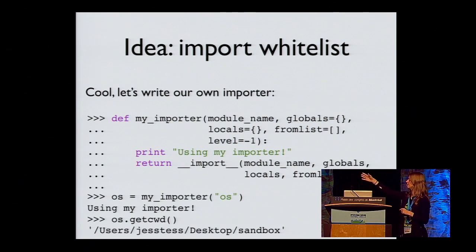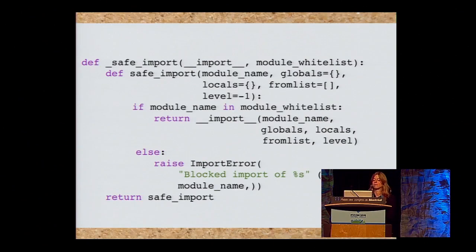And so if we do this, we see that it works. Cool. So we've hooked the import mechanism to use our own importer. And now that we've done this, we can extend this to, before actually trying to import something, check if the name that we're trying to import is in the module whitelist. And if it is, we use that underlying import mechanism. And if it's not, we block the import. We raise an import error.